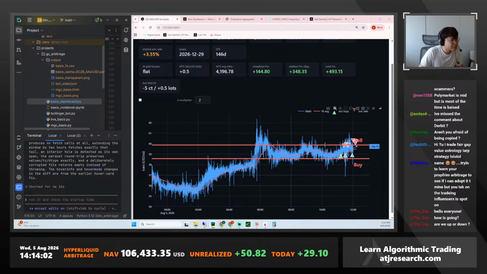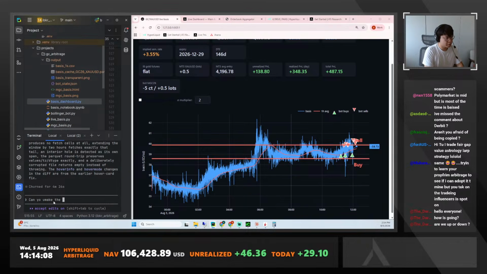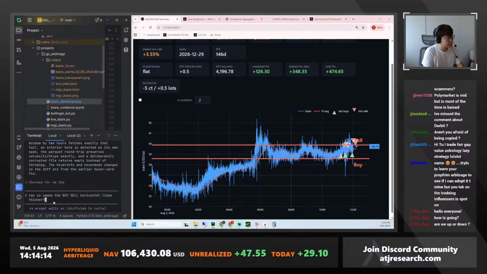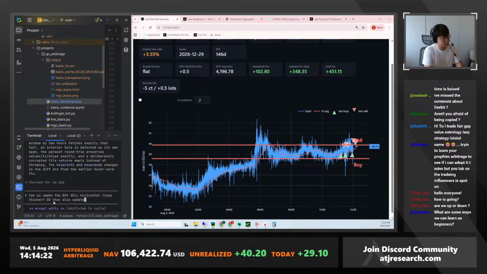Okay, this works nice. Can you make the buy sell horizontal lines thinner? Do they also update periodically?